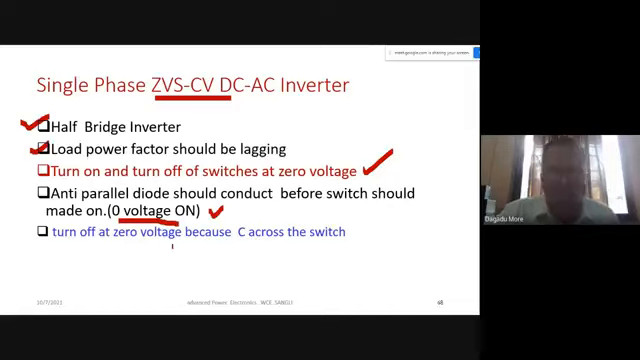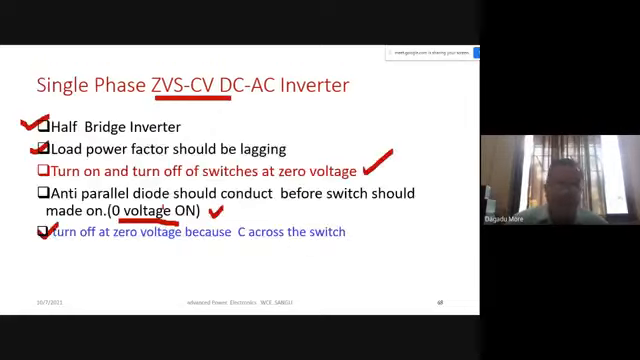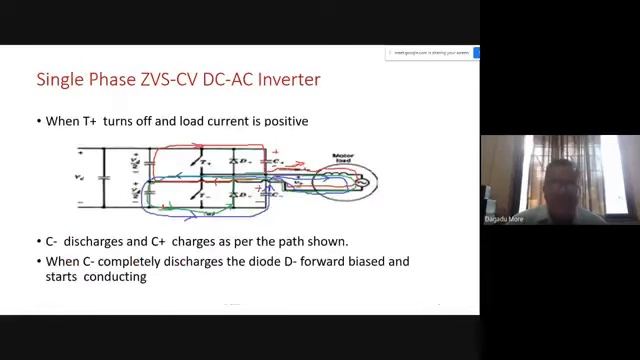Turn off is at 0 voltage because across the switch we have the capacitor, and when the switch is closed, the voltage across the capacitor is 0. When you open, again the voltage across the capacitor will not increase to a higher value, and definitely our turn off will be at 0 volt. So this is all about our 0 voltage switching. We have discussed this for a half bridge single phase inverter.